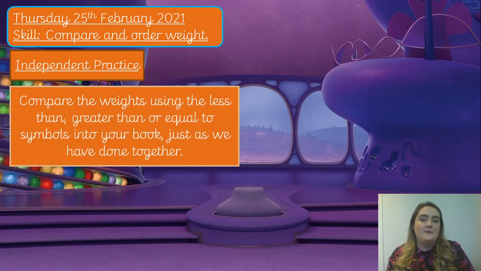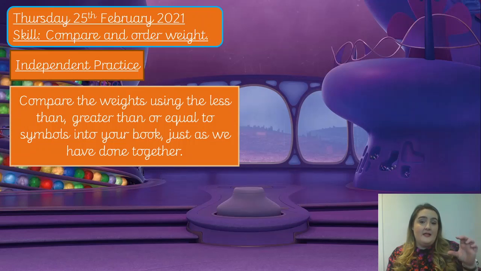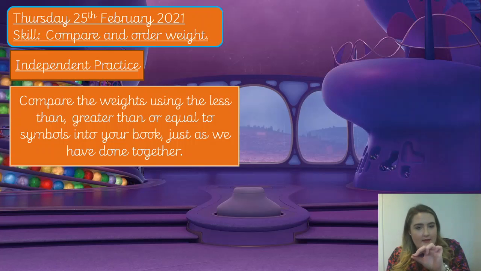Time for your independent practice now then. So the first part of today's lesson we are going to be comparing weights. So I'd like you to compare the weights that you're going to be given using the less than, greater than or equal to symbols, and you're going to compare them in your book just as we've done together. Now if you have a look at some numbers and you think, oh, I'm not too sure what symbol to use, then please look at what we did in the beginning of the lesson where we recorded the symbols and their meaning, so that you know exactly which symbol is the correct one to use.